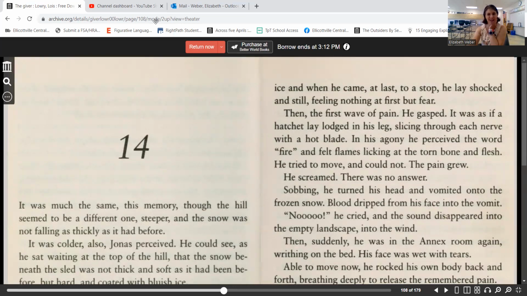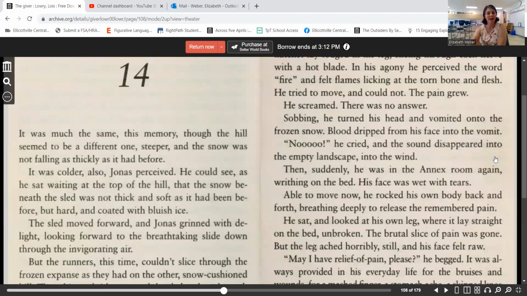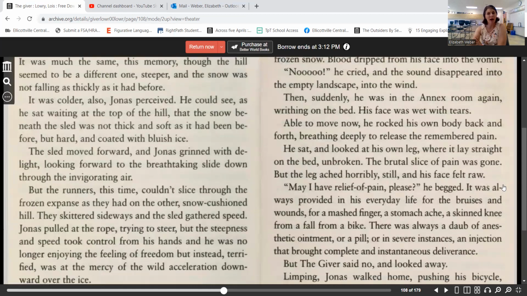No, he cried, and the sound disappeared into the empty landscape, into the wind. Then suddenly he was in the annex room again, writhing on the bed. His face was wet with tears. Able to move now, he rocked his body back and forth, breathing deeply to release the remembered pain.